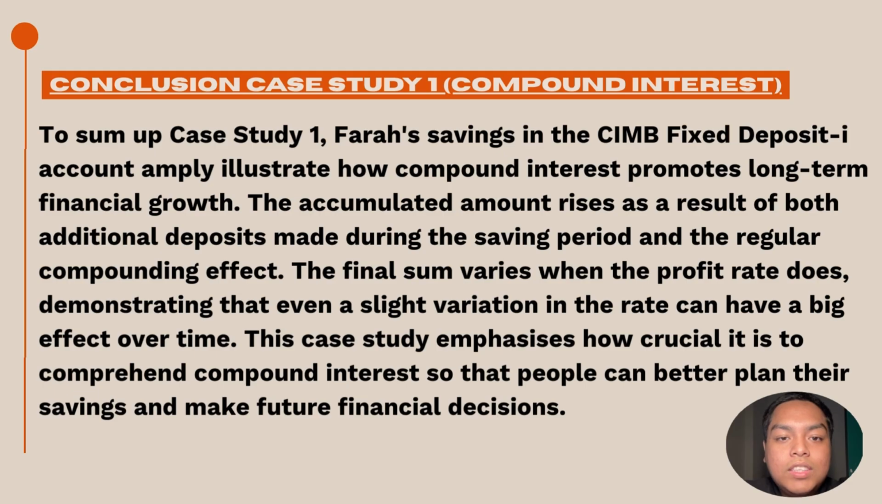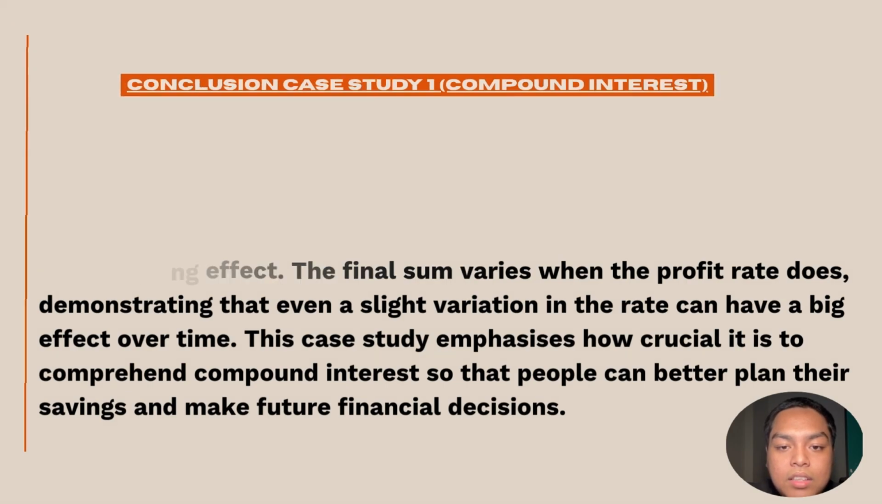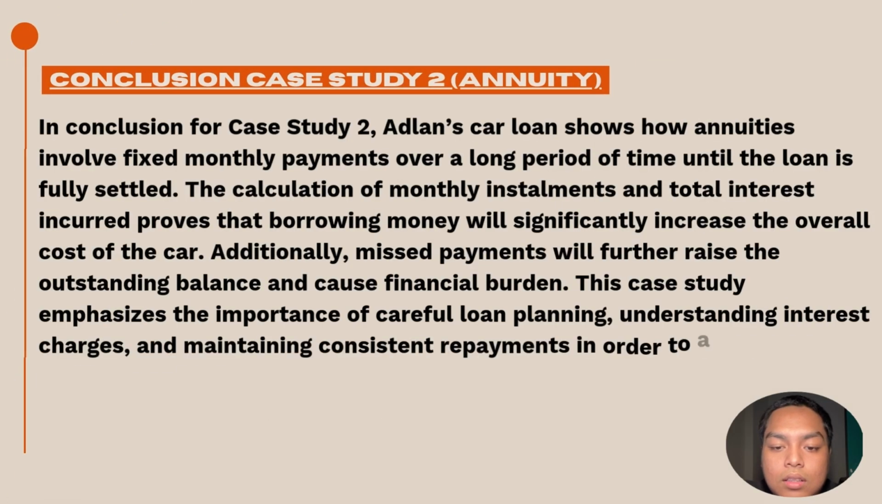Next, we go to the conclusion of case study 1. To sum up case study 1, Farah's saving in the CIMB fixed deposit-i account illustrated how compound interest promotes long-term financial growth. The accumulated amount rises as a result of both additional deposits made during the saving period and the regular compounding effect. The final sum varies when the profit rate does, demonstrating that even a slight variation in the rate can have a big effect over time. This case study emphasizes how crucial it is to comprehend compound interest so that people can better plan their saving and make future financial decisions.